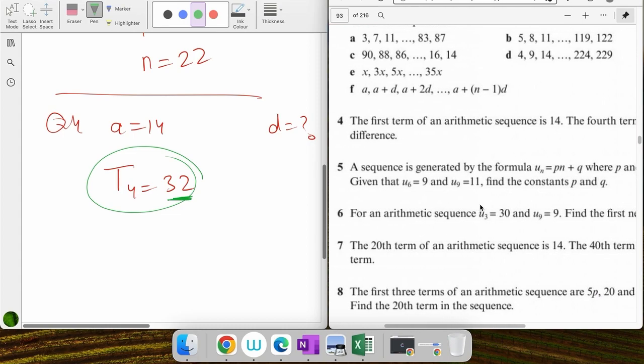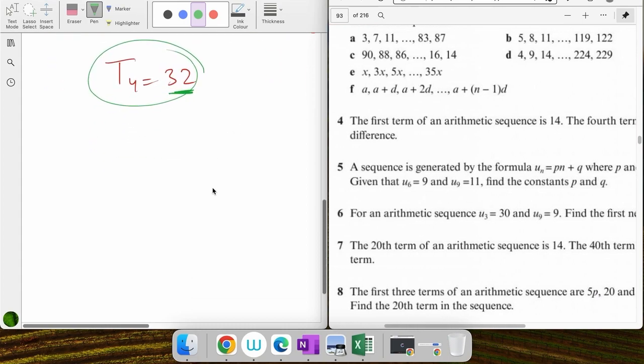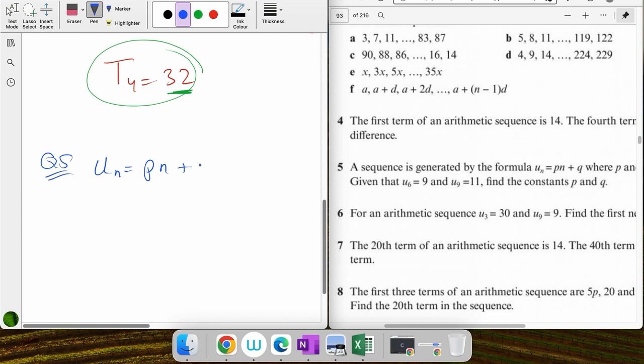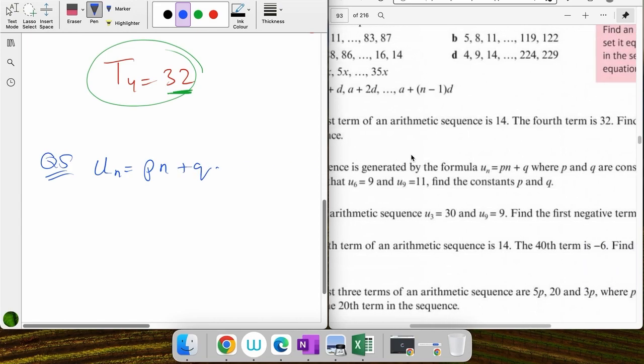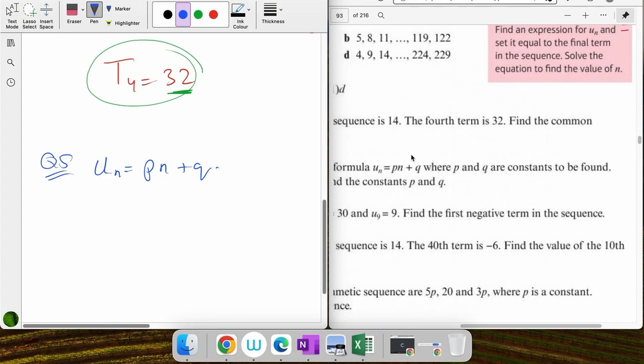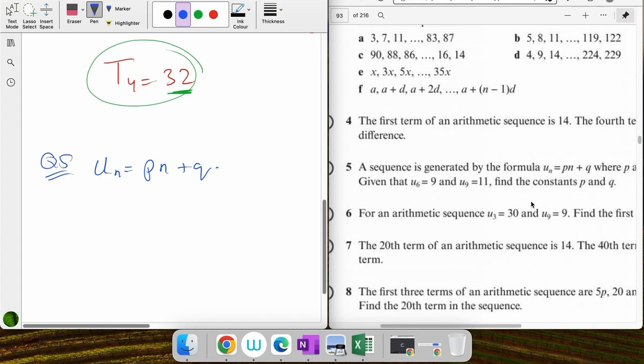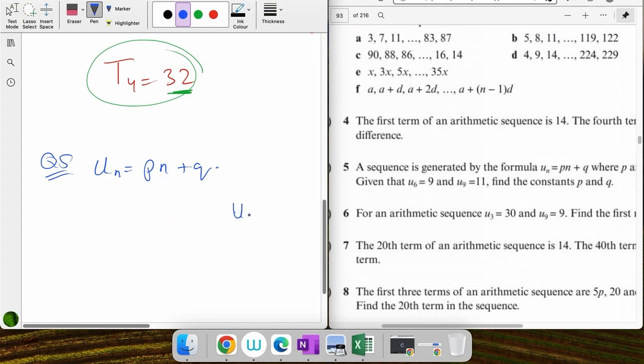Question 5 says a sequence is generated by the formula, and let's copy that. The sequence is generated by the formula u n is equal to pn plus q, where p and q are constants to be found. Given that u6 is equal to 9, one piece of information, u9 is equal to 11, second piece of information. Find the constants p and q.